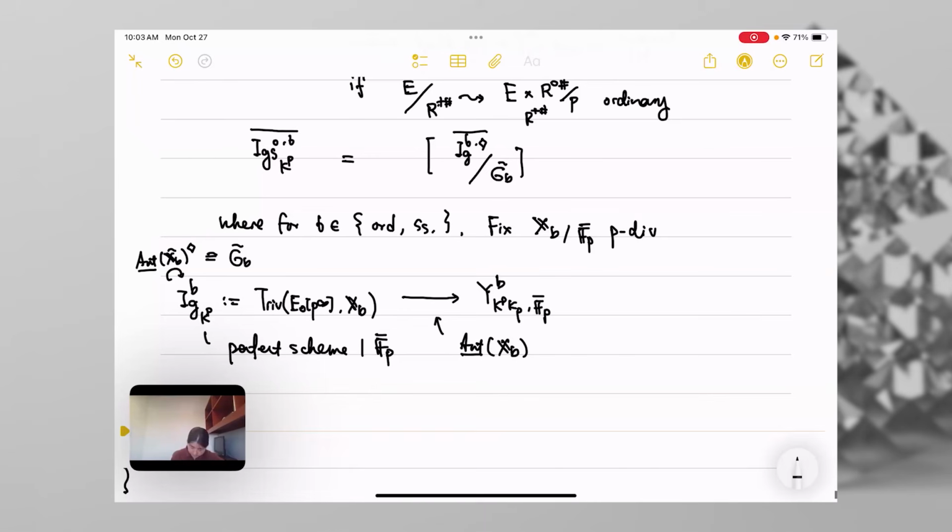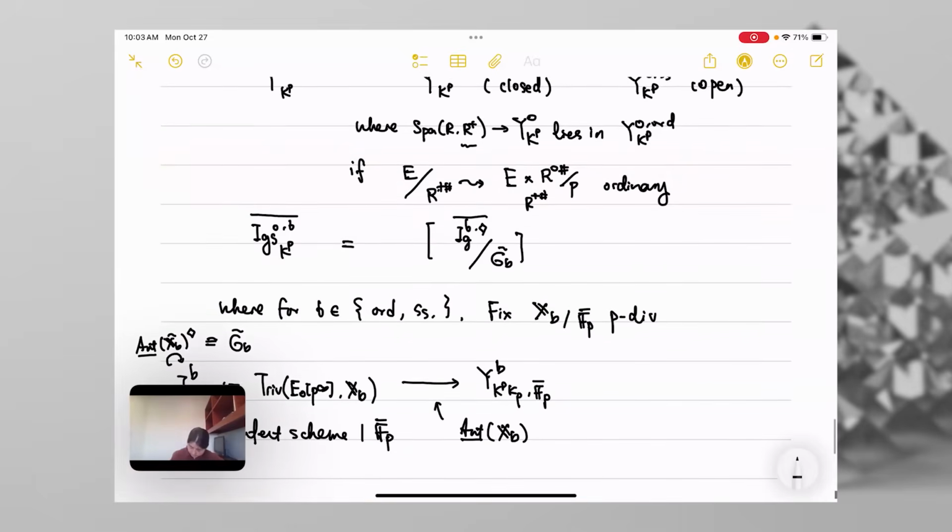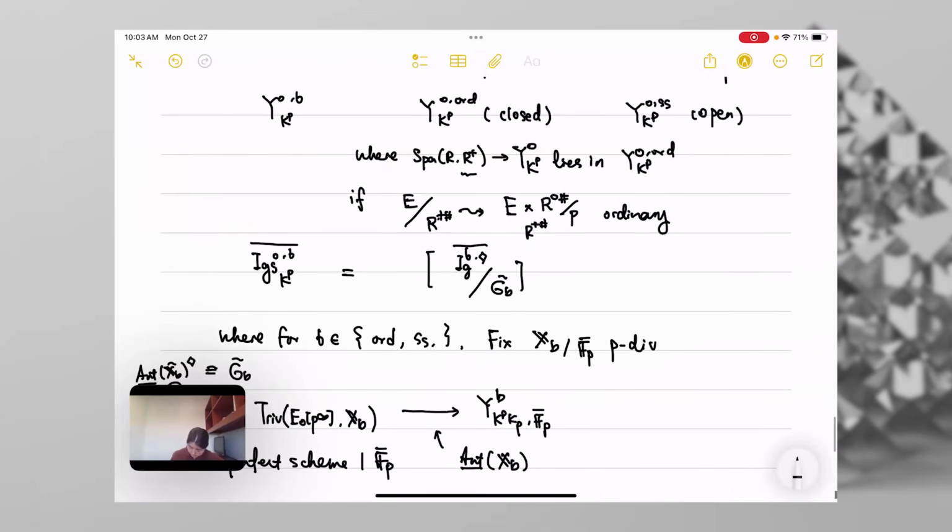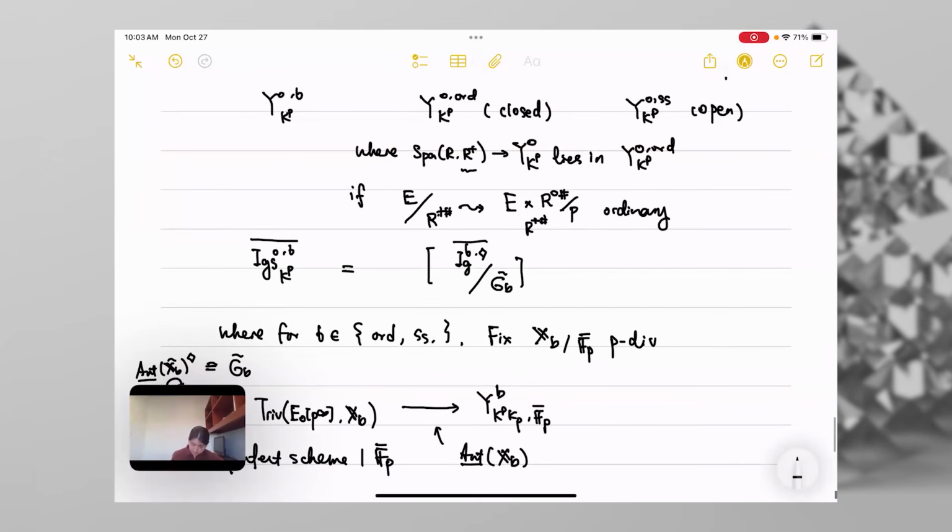And if you rewrite the Cartesian diagram for each stratum in terms of these objects, then you will recover the p-adic basic uniformization of Rapoport-Zink as well as Mantovan's product formula. So I'll stop here.